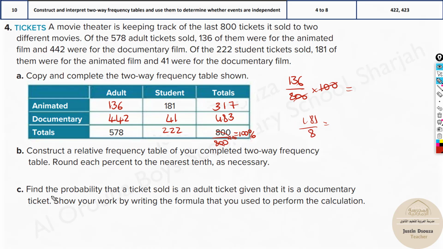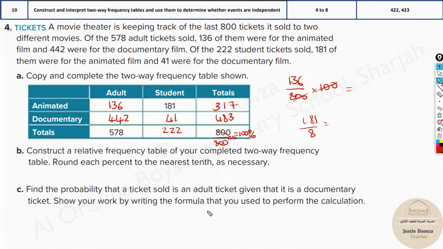The last question over here, question C. Find the probability that a ticket sold is an adult ticket given that it is a documentary ticket. So it's being sold to adults, but the condition is that it's a documentary. Given that it's a documentary ticket means the condition is given. Now here, don't just take this. Now let's see, what is this? This is a conditional probability, isn't it?